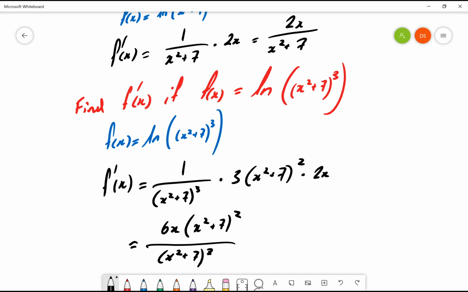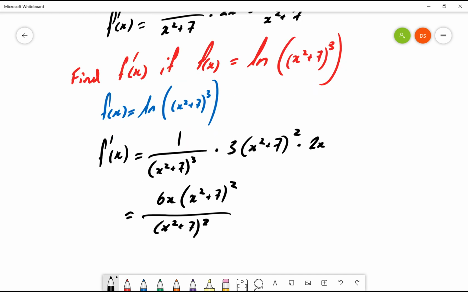Right? Some of you might want to simplify this to 6x over x squared plus 7. And I'm going to leave that to you to decide. This is correct because the two x squared plus 7's cancel.